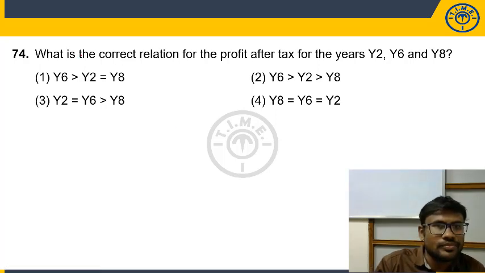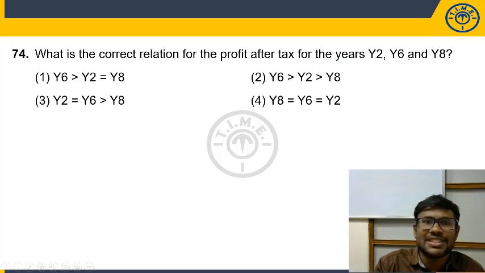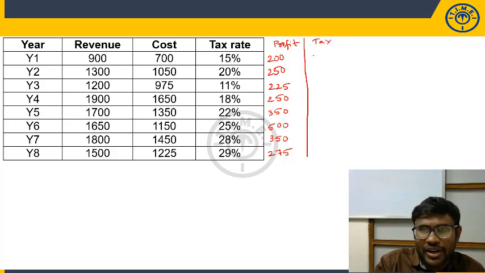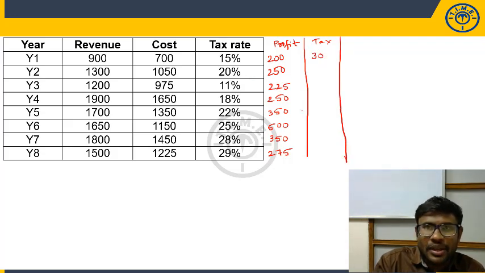Now, what is the correct relation for the profit after tax for the years Y2, Y6 and Y8? For this, obviously, we have to calculate the tax. Okay, profit after tax. So for that, let us calculate the tax values. So for this, 15% of 200. So what is your tax? 30 rupees. Okay. And 20% of 250. So your tax is 50 rupees here. And 11% of 225. So it is 24.75 here.